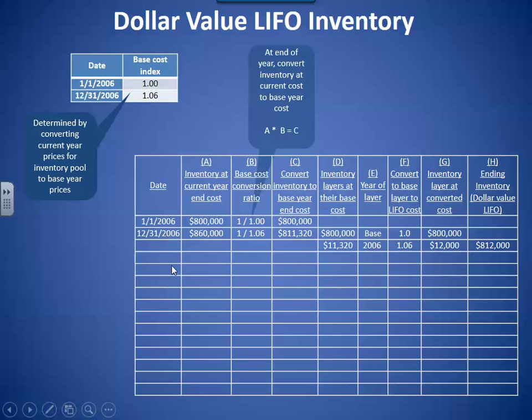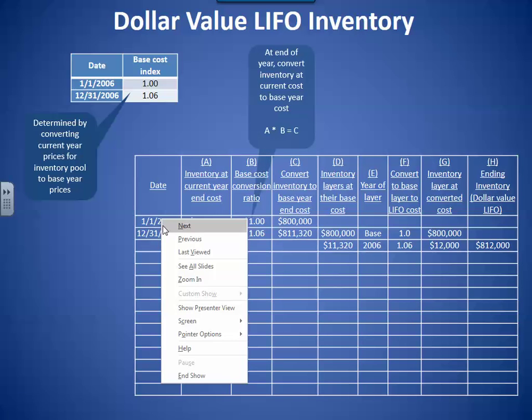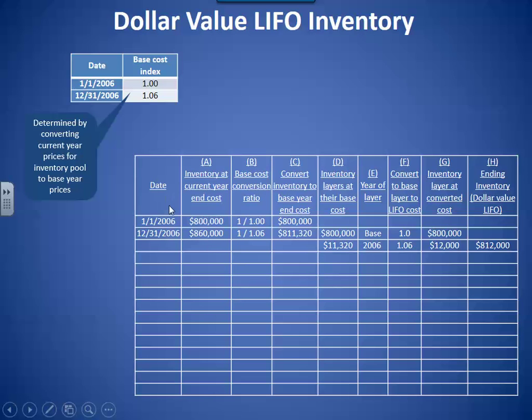Now, if we take a look at January the 1st, as a matter of fact, let me back the slide up. If we take a look at January the 1st, 2006, we see that our inventory at its current year-end cost was $800,000. Now, since this is our base year, we take our base cost conversion ratio, and it's 1 divided by our base cost index. So it's 1 divided by 1, so it's 100%. So we take the $800,000, column A, times column B, 100%, and we convert it to our base year cost.